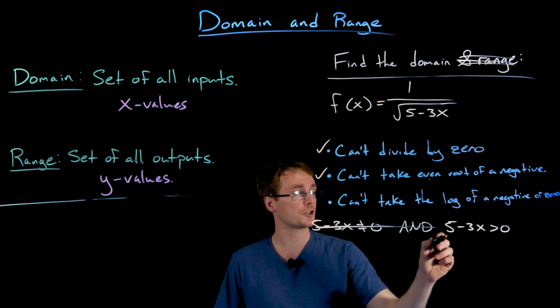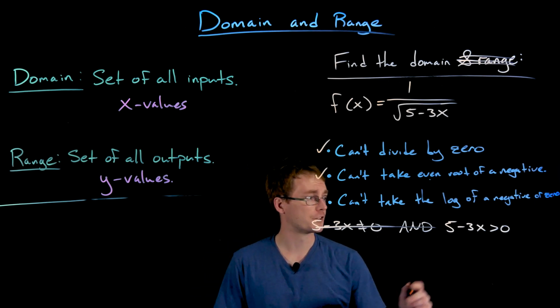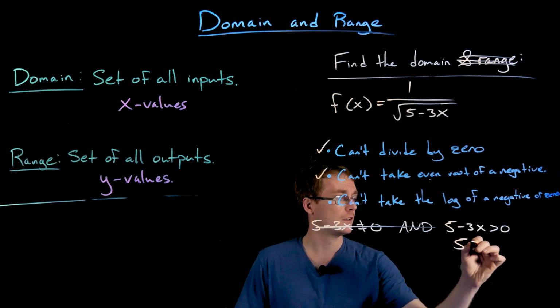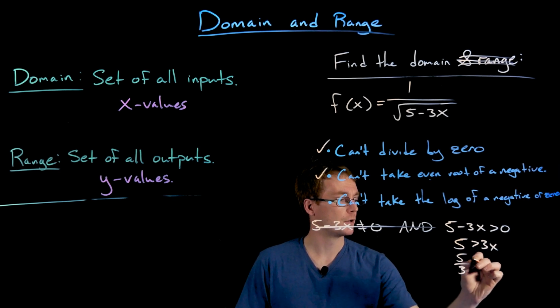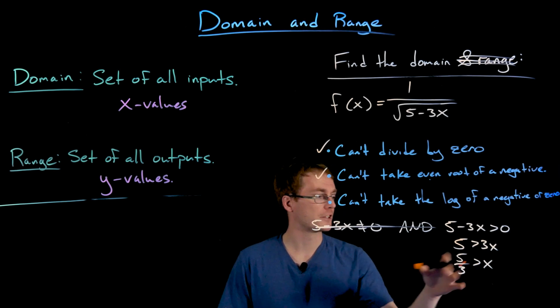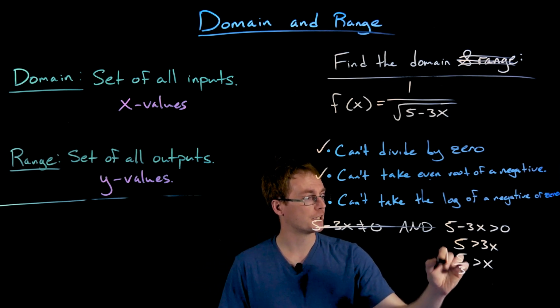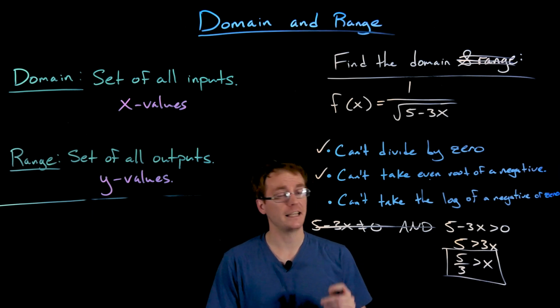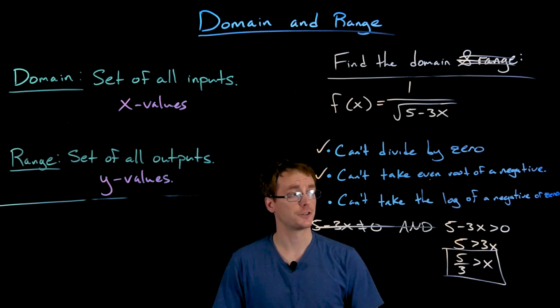We don't want to leave our domain as this unsolved inequality. We should definitely go ahead and solve it. So if we want to solve it, we can add 3x to each side and then divide both sides by 3. Remember, we're not dividing by a negative, so we don't have to flip that inequality sign. And so here is our domain. In its inequality form, x is less than 5/3.